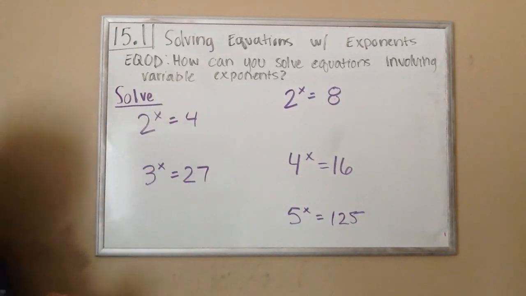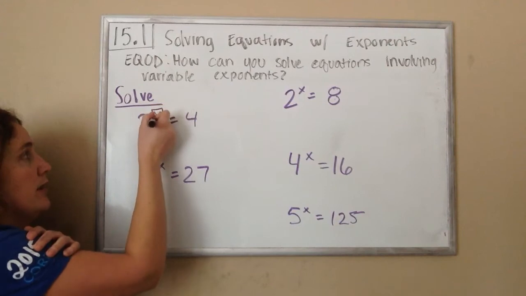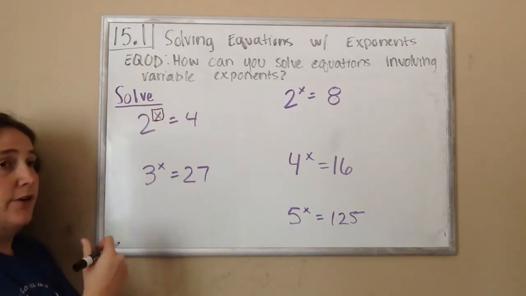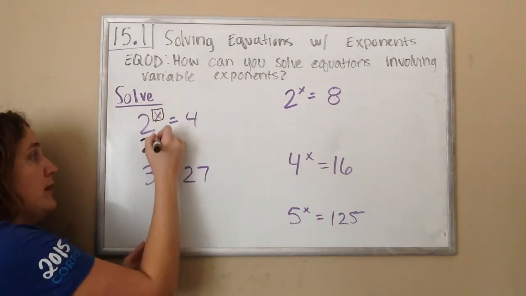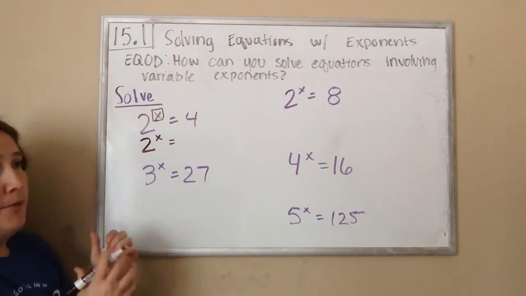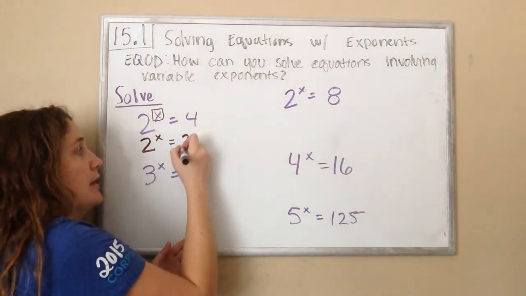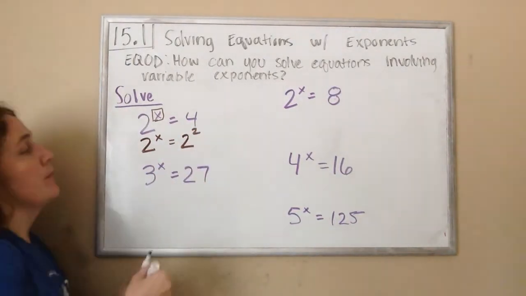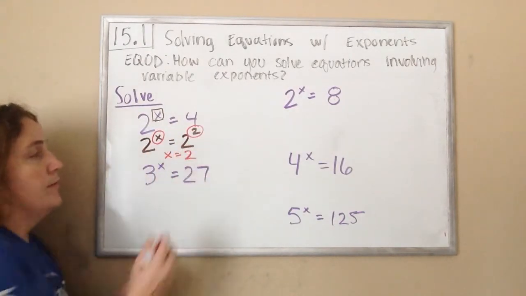So 2 to the x equals 4. So what you can think in your head is what value needs to go in for that x to make this equation true. Okay, hopefully you guys can figure out that that's a 2. But if not, what we can do is we can try and write our 4 as a number with a base and an exponent. So 4 we know could be written as 2 squared, which means that our x equals 2.